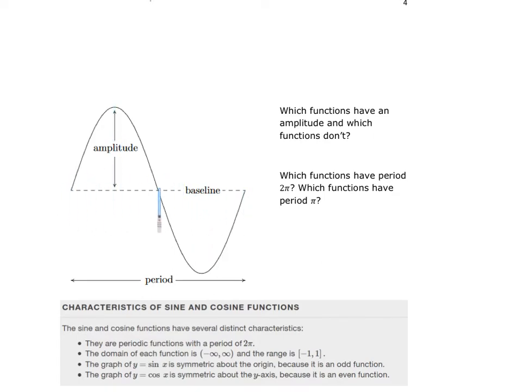Again, the baseline for our sine and cosine waves without transformation is the x-axis. So the only functions that have amplitudes, by the way that we define amplitude, are sine and cosine. They're the only ones that have amplitude because of the maximum to minimum. And of course, we know that the ones that have periods of 2 pi are sine, cosine, secant, cosecant. The functions that have period pi are tangent and cotangent, which we will do in the next video.